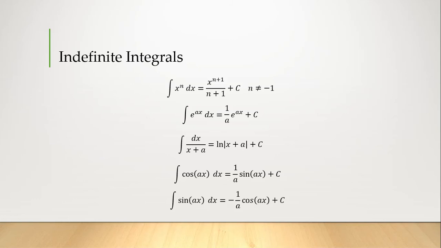I have the e to the x one. I have dx over x plus a. That's your n is equal to -1 case, in which case you get natural logarithm. And then I have cosine and sine. So this is a set of the common indefinite integrals you come across in physics.